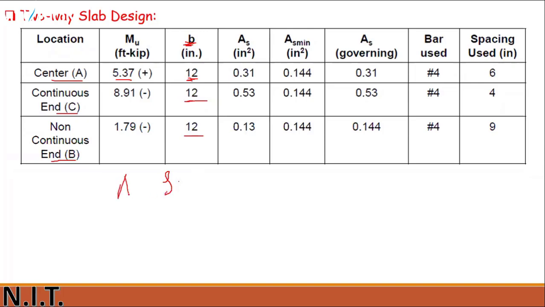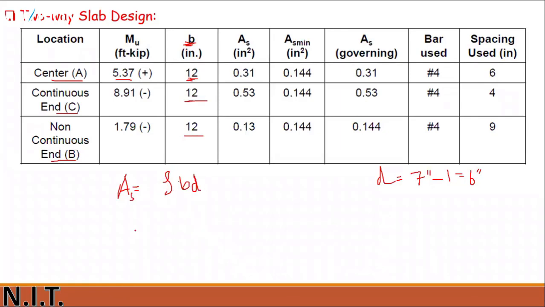Area of steel As is equal to rho times b times d. Clear? Do you know what d is? The effective depth of the member. For example, d is equal to hf minus 1, where hf is 7 inches and the numerical 1 is subtracted, which gives you a d value equal to 6 inches. And b is given here, that is 12 inches.